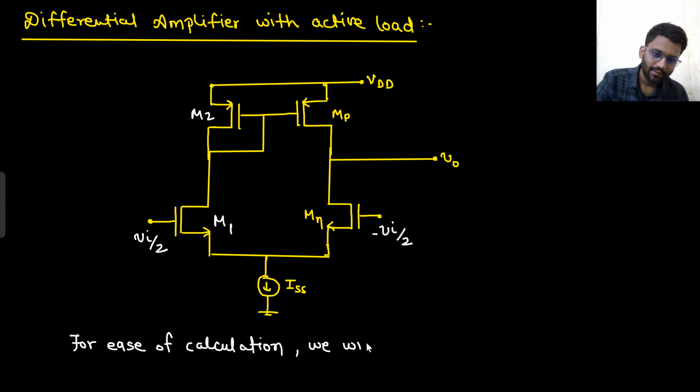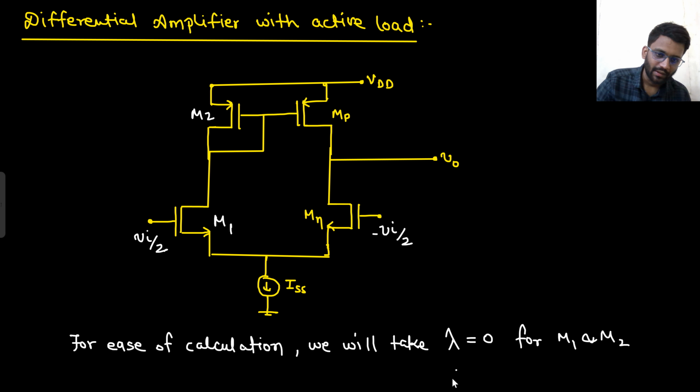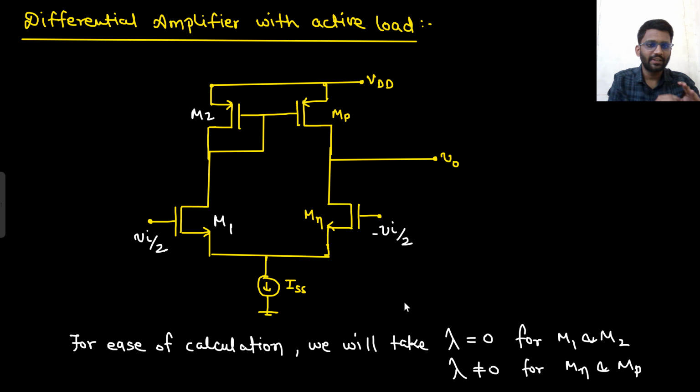we will take lambda equals to 0 for M1 and M2, and lambda is not equals to 0 for M1 and MP. So this will make our analysis intuitive as well, and our calculation will also be reduced. So let's just take lambda to be very low for these M1 and M2. So R0 will be very high, so we are not going to consider R0 value.